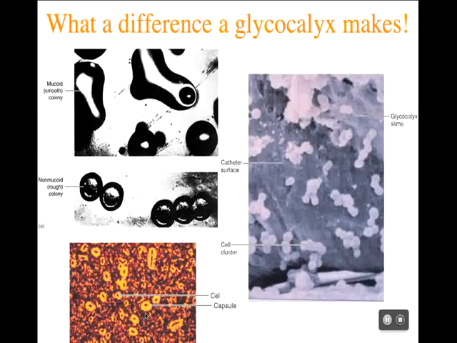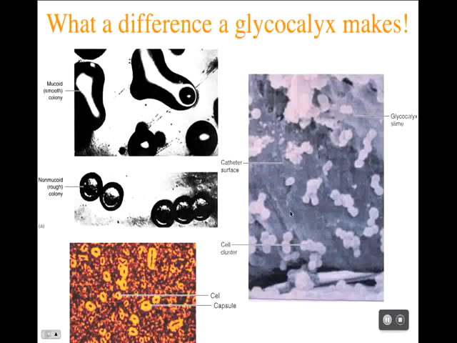Notice that the capsule is what? 20, maybe 50 times larger than the cell itself. That's a huge, thick layer of carbohydrates surrounding the cell, protecting the cell against water loss and against your white blood cells. So the capsule can be quite large.